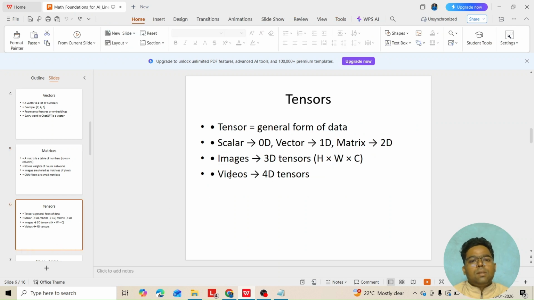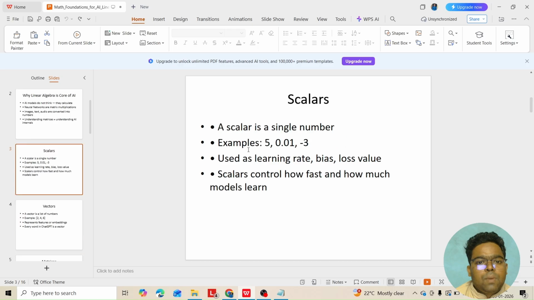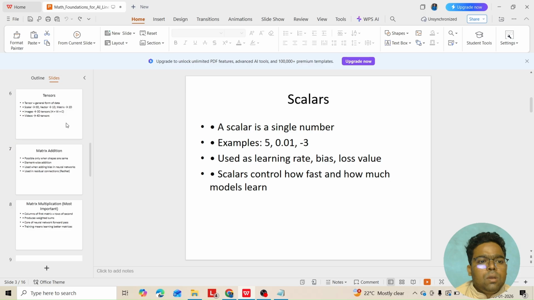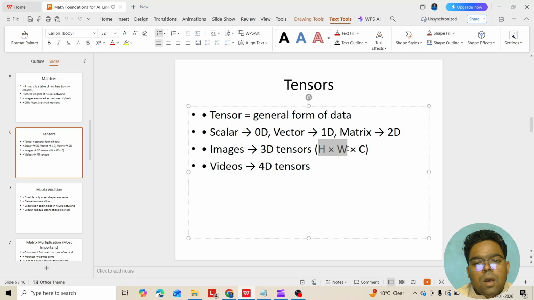And next I am talking about the tensor. A tensor is the general form of data. A scalar, as I said before, is one value, like 5, 0.1 or 3, that is 0D, zero dimensions. A 1D tensor is a one dimensional vector. A matrix is a 2D tensor, and an image is a 3D tensor: height cross width cross channel. A video is a 4D tensor.